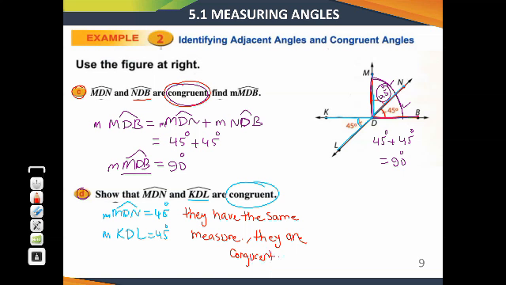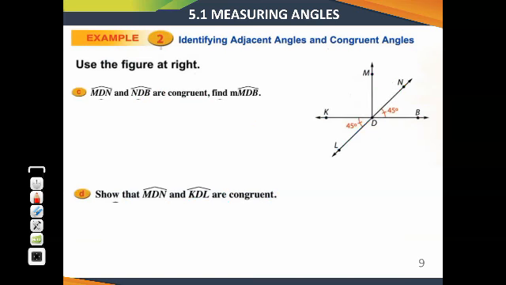Okay, guys, this is how we can show it. If they have the same measure, they are congruent, or if they are congruent, it means they have the same measure. In here, it says they are congruent. It means they have the same measure.